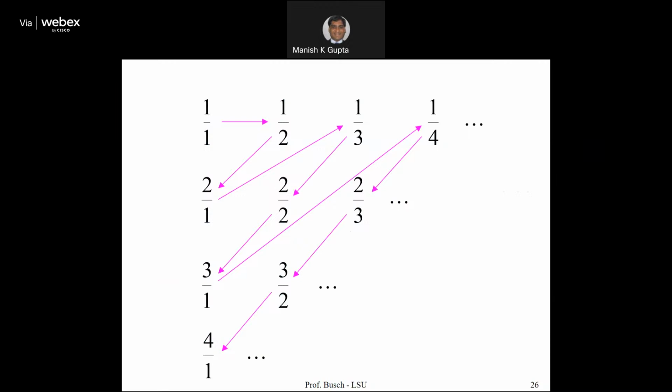For 1/1, you just add numerator and denominator, so 1 plus 1 is 2. 1 by 2 is 3. 2 by 1 is 3. That's another one. 3 plus 1 is 4, 2 plus 2 is 4, 1 plus 3 is 4. You see, this is one kind of height you can define for each number.